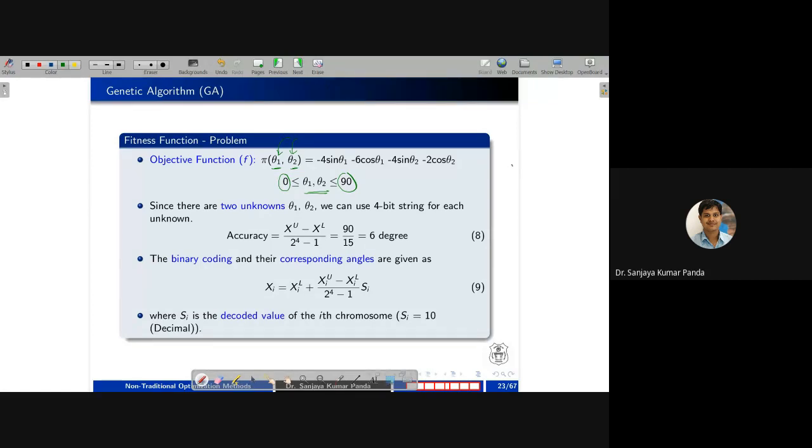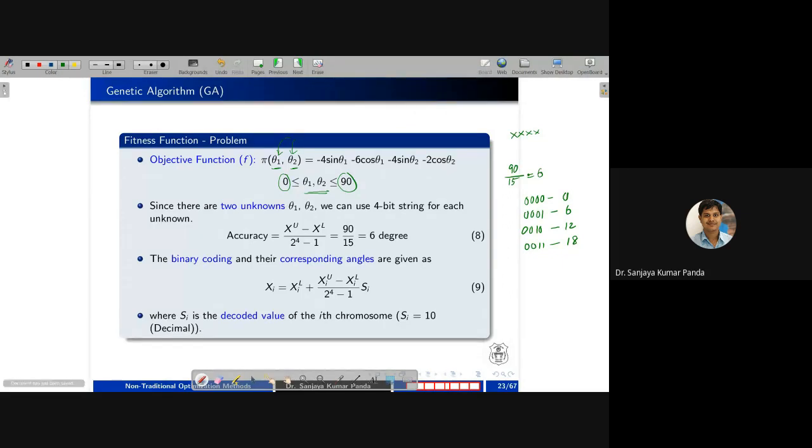So if you want to go for 4-digit binary, the maximum you can represent is 15 or 16. So if I divide by 15, then I'll get 6 degrees. What does it indicate? The first code is 0000, which represents 0. 0001 represents the degree 6. Similarly, 0010 represents degree 12. 0011 represents degree 18, right? That's why for each and every code, you will find the difference in the degree is 6.